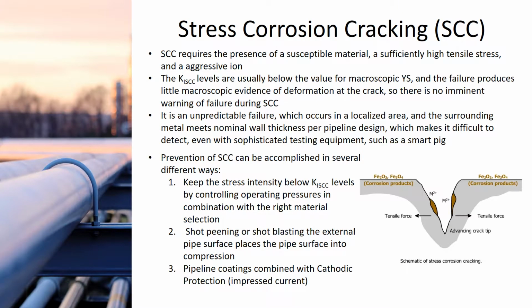Another important aspect of pipeline design is stress corrosion cracking. It's something that you always have to be aware of when you have the presence of a susceptible material, a sufficiently high tensile stress, and an aggressive ion. I wanted to focus more on how you prevent it. If you take away any of those 3 parts, you will prevent the stress corrosion cracking. So you can keep your stress intensities low, you can do shot peening, or you can do a pipeline coating combined with cathodic protection, which is basically an impressed current.